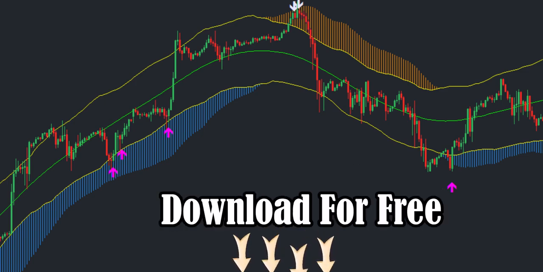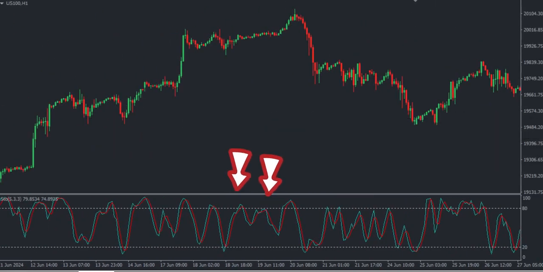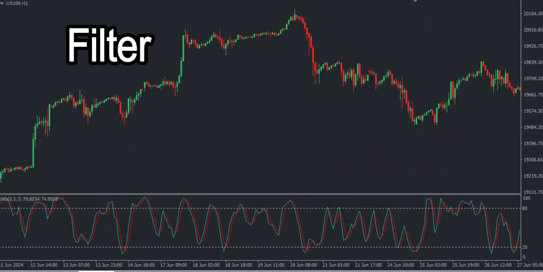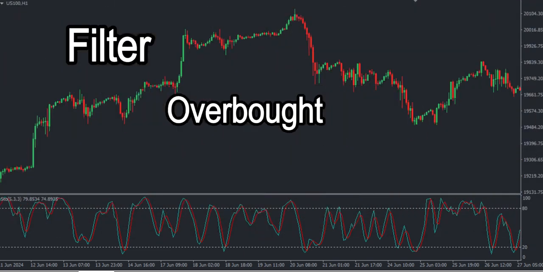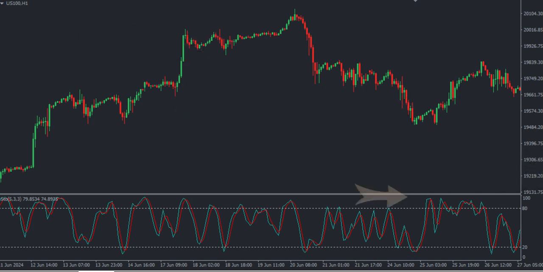Now let's load our second indicator, which we call the stochastic oscillator. This is how the oscillator looks after placing it on our charts. The oscillator will help us filter through trades, but also help us determine overbought and oversold areas. So we consider price to be overbought when it's between 80 and the 100 level, and we consider it to be oversold when it's between 20 and the 0 level.